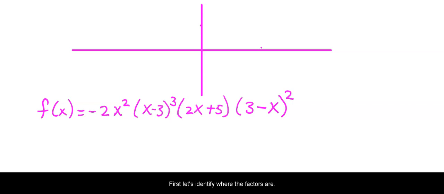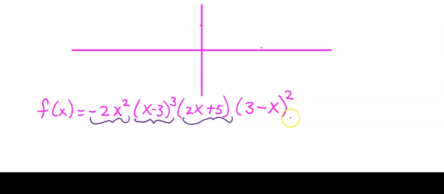First, let's identify where the factors are. There's the first factor, negative 2x squared. The second factor is the x minus 3 quantity cubed. The third factor is 2x plus 5. And the fourth factor is the 3 minus x quantity squared.